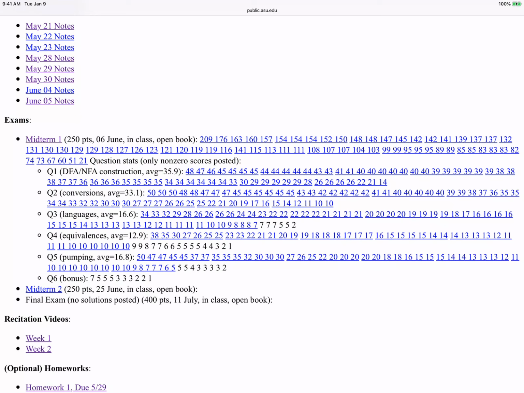How many exams were taken? There were 63 taken and 64 enrolled.